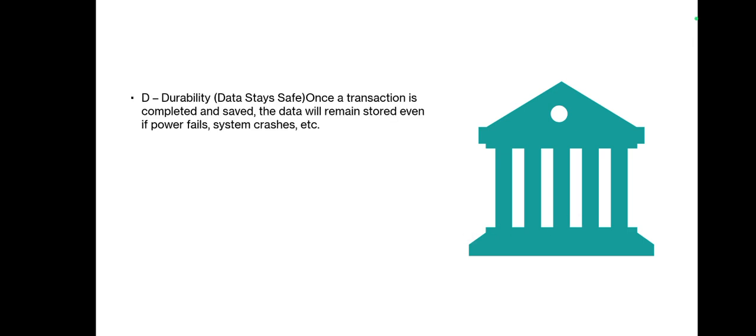Next property is durability property, which means data stays safe. It is, once a transaction is completed and saved, the data will remain stored even if the power fails and system crashes, etc. In simple words, it here means that once a data is stored in the database system or a transaction occurs in a database system, then it is completed, and when it is saved, it should remain saved only, means it should remain stored. It should not change at all at any cost, even if someone wants to change it. It should remain stable, it should remain consistent, it should remain durable even if power fails, system crashes.